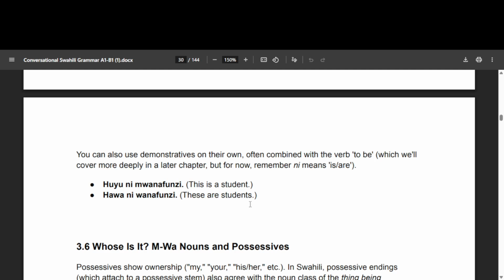Now, you need to make your own examples in your notebook. I always advise my students to have a notebook to take notes and to make as many examples as they can. You can try to combine the demonstratives, like huyu, with the adjective and the verb. I'll give you one example, but it's not written here. I'll just say it verbally.